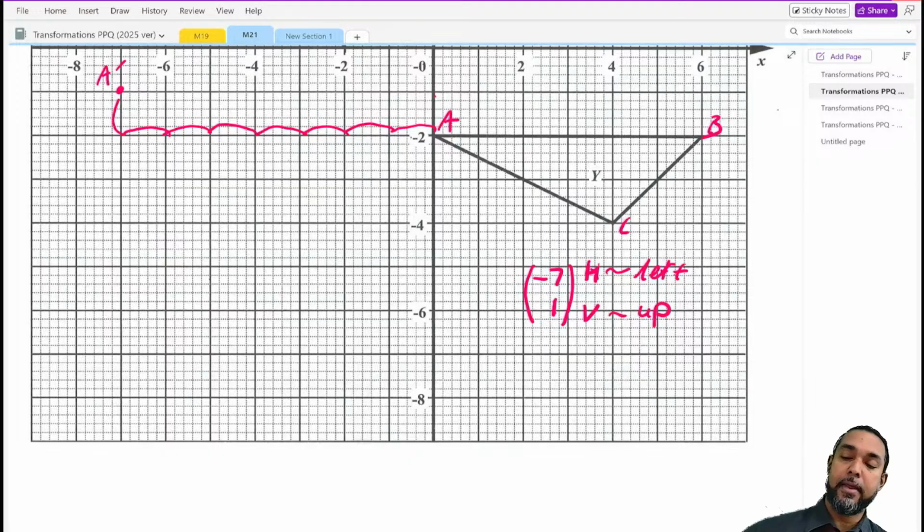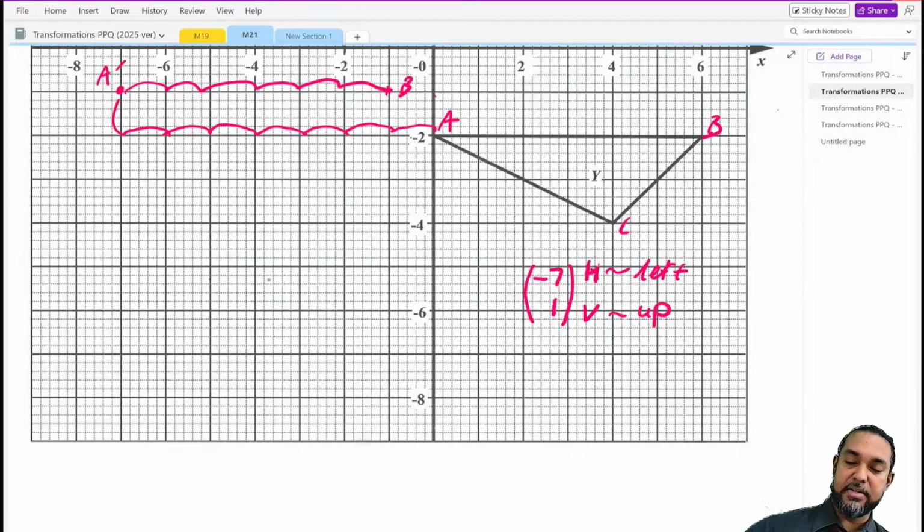What do I mean by that? How far is B from the original A? 1, 2, 3, 4, 5, 6. So in the shifting, you're shifting the whole shape. So B will be 1, 2, 3, 4, 5, 6 on that side. So B will be here. All right, and to find C, you have to shift, well, say 1, 2, 3.